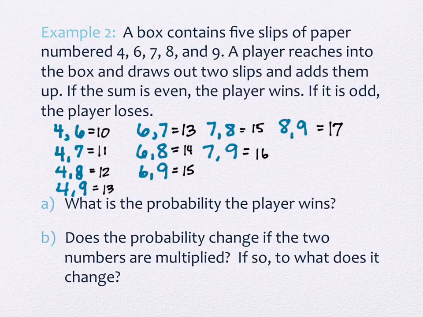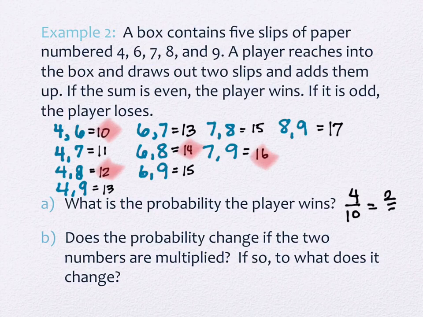right? So we need to count how many evens we have. There's 1, 2, 3, 4. I got 4. Did you get 4? Okay. There's 4 evens out of how many? There are 10 possibilities, yes. So I've got 4 out of 10. I can reduce that then to what?